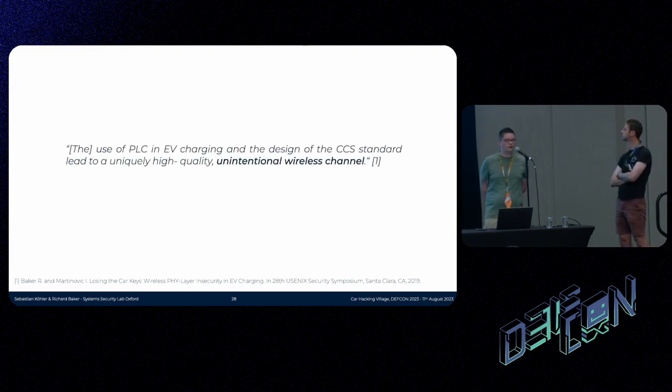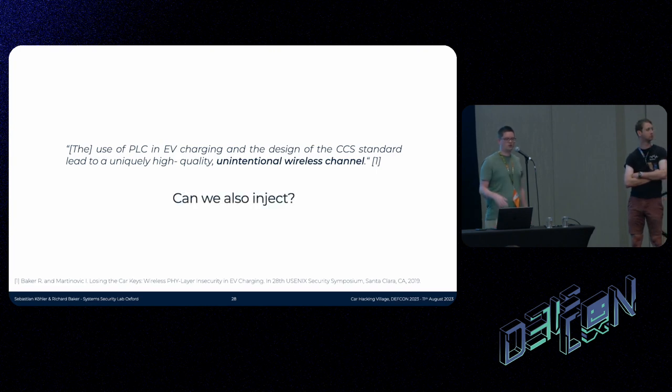Right. So as Richard just told us, he basically found that there is a unique, high-quality, unintentional wireless channel when you use PLC charging or when you use CCS, and that uses PLC. So the main question we asked ourselves was, can we actually also inject? Because the charging cable is a perfect antenna, right? We can receive, it emits the signal. So can we also inject into the antenna?